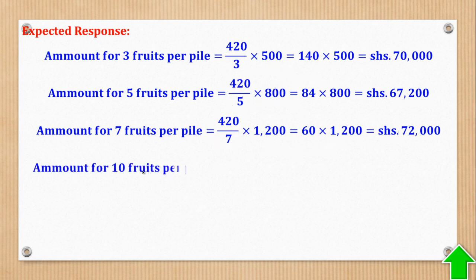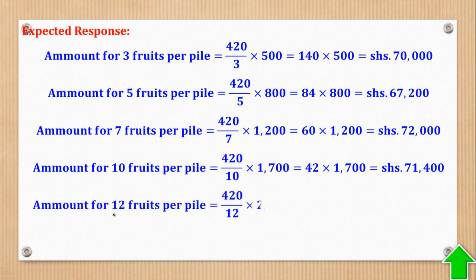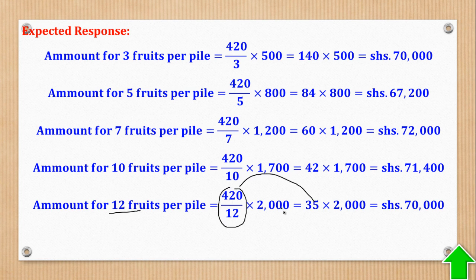When there are 10 fruits per pile, number of piles are 420 divided by 10 to give you 42 piles, but each is 1700 to give you a total of 71,400. Then when there are 12 fruits per pile, the number of piles will be 420 divided by 12 to give you 35, but each is 2,000, so you come up with a total of 70,000.